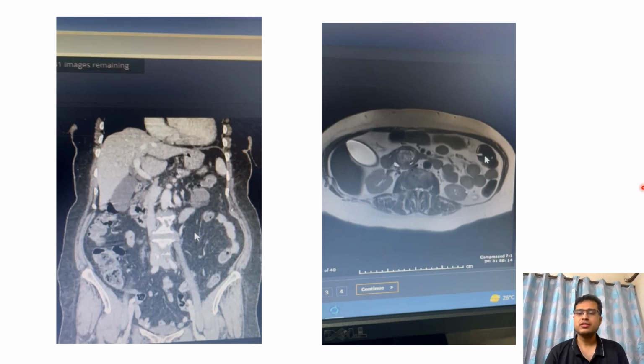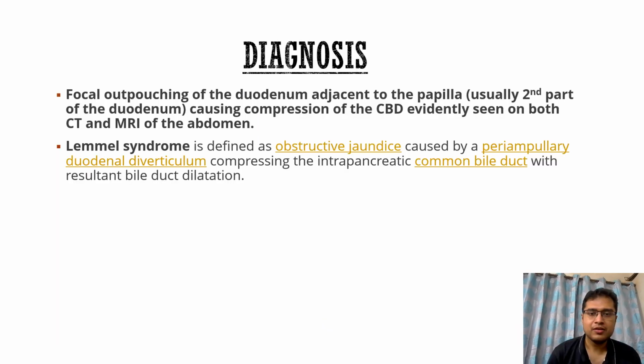So, based on this, what do you think the diagnosis is? A part of bowel, that is second part of the duodenum, has an abnormal outpouching causing compression of the intrapancreatic part of the CBD, causing upstream dilatation of the CBD as well as the intrahepatic biliary radicals. So on CT and MRI, there was a focal outpouching of the duodenum adjacent to the papilla, the second part of the duodenum, causing compression of the CBD, which was seen evidently on both CT and MRI.